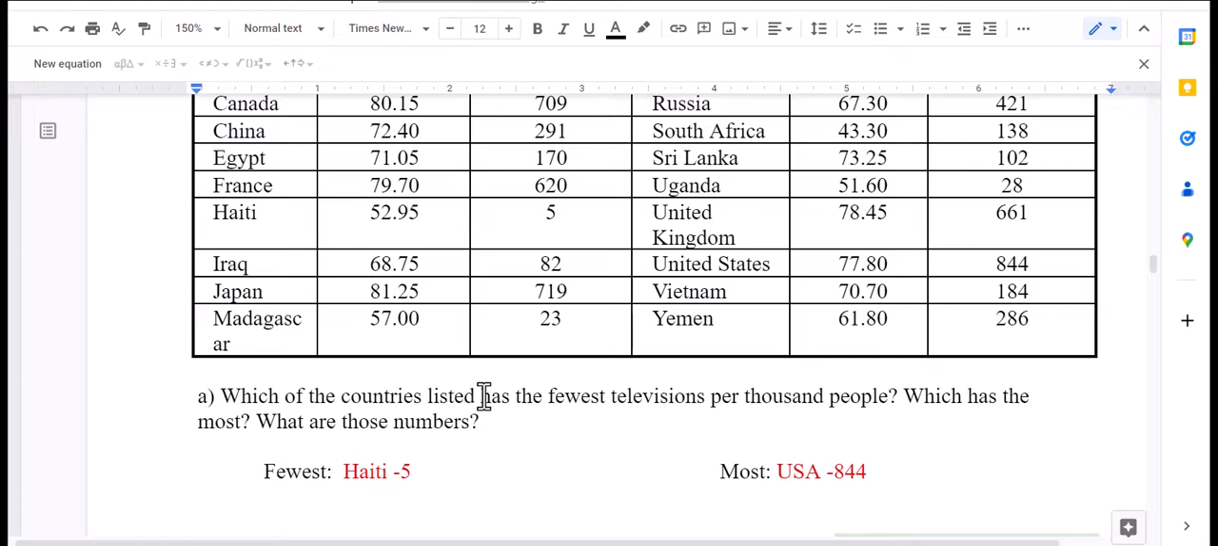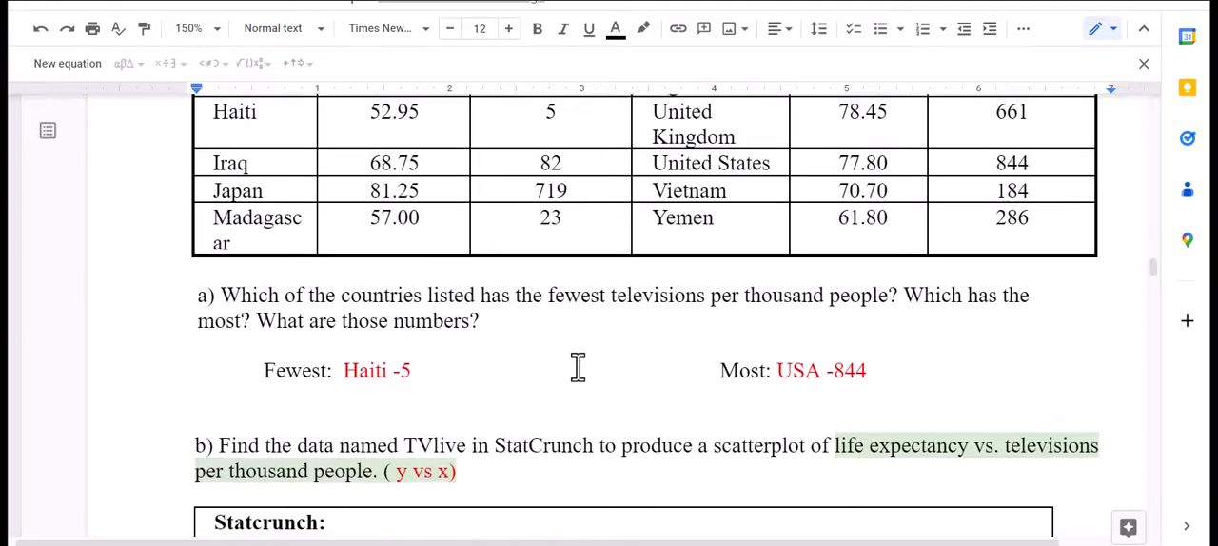And so the fewest was Haiti with just 5 TVs per thousand people. And then the most was the USA with 844 TVs per thousand people.